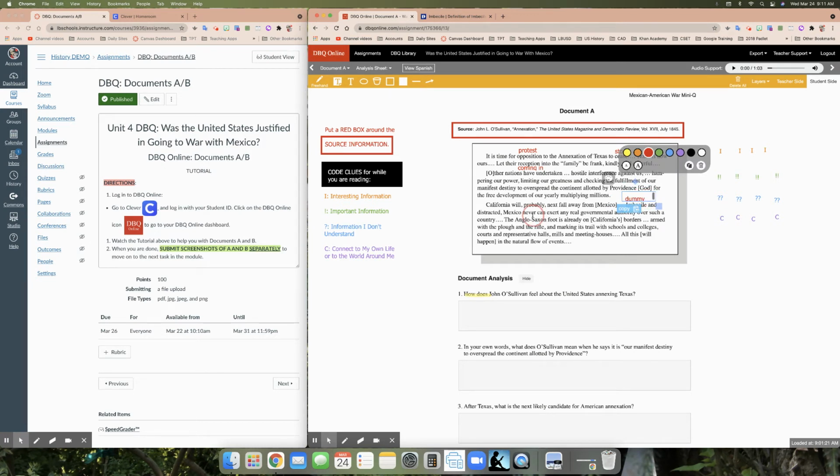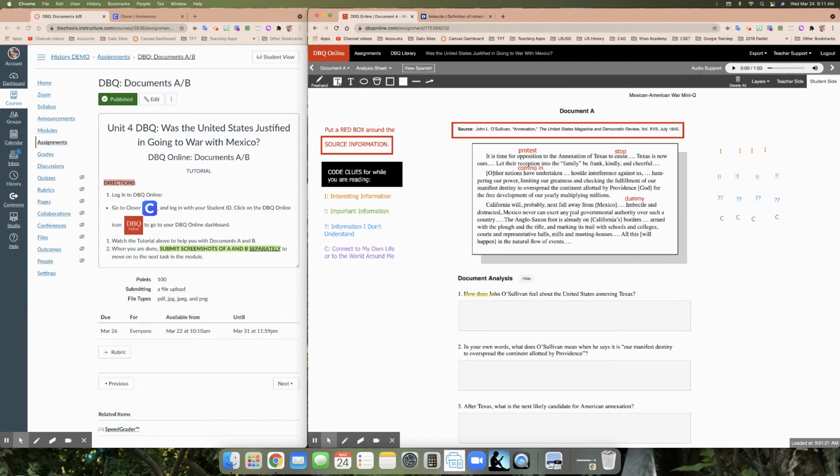And so it sounds like what he's saying is Mexico is not smart and they're distracted and they can't exert any real governmental authority over such a country. So he's basically saying that Mexico doesn't have the power really to stop us, right? That they don't have enough power. They're dummies. That's what he's saying. It's his word. It's what he's using. The Anglo-Saxon foot is already on California's borders. So he's saying, well, we're already almost there, so we might as well take it.